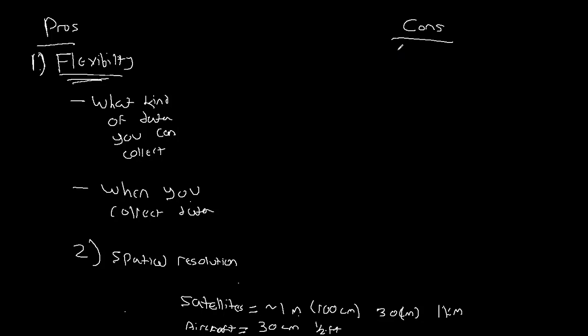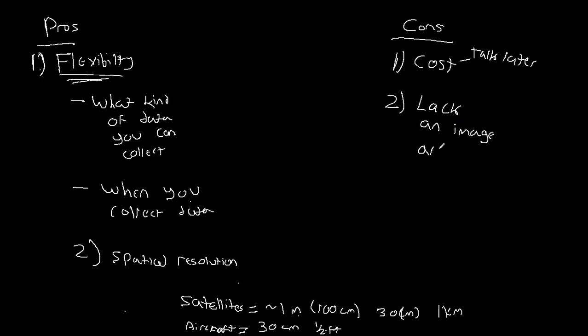Let's talk about the cons. And there's really 2 cons. The first con is cost. We're going to talk about this later. We're going to have an entire video dedicated to how much these different things cost. But you're going to see that aerial imagery is probably one of the most expensive forms of imagery that we really can get. The other thing, and this is probably the bigger thing, is that you lack an image archive.